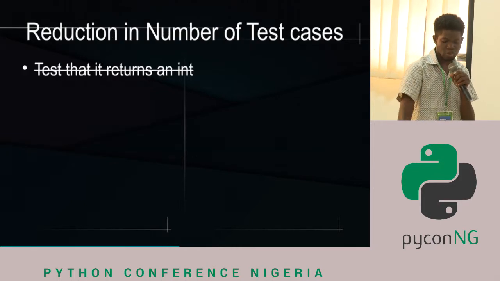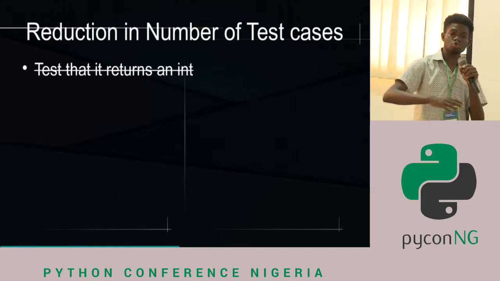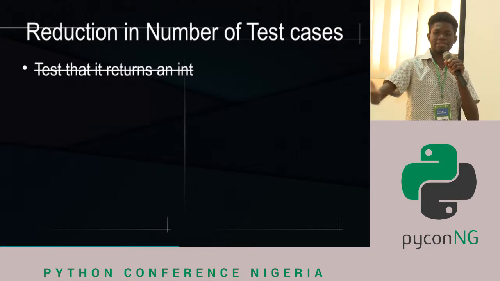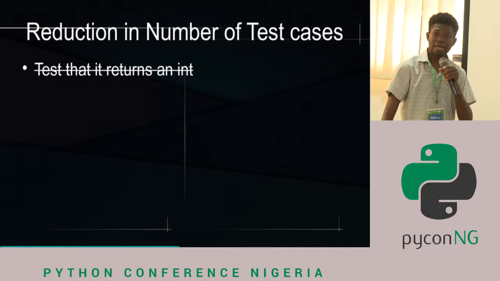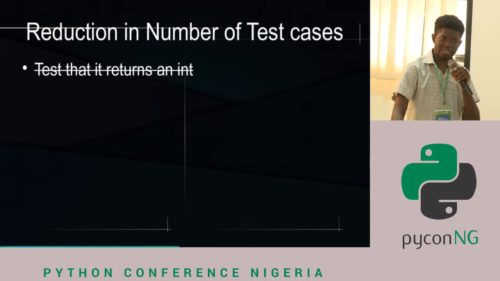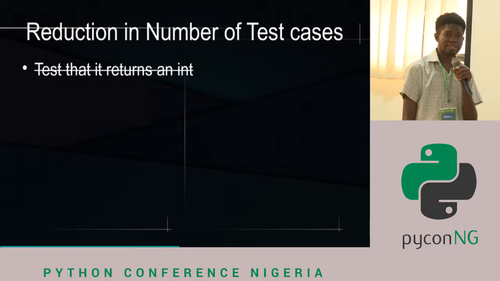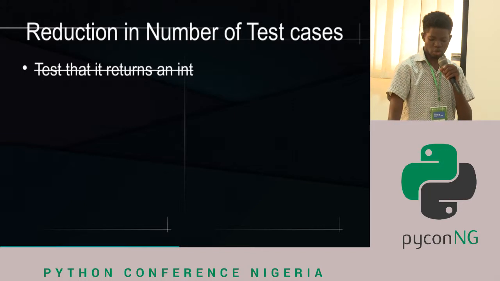Also, I said it can reduce the number of test cases. There is a particular set of errors that has to do with typing. Because you are adding types, for instance in the multiply example, you know that you don't have to test whether it returns an integer or not, because the type for the return value has to be an integer. So this reduces the number of unit tests or test cases that you have to write.